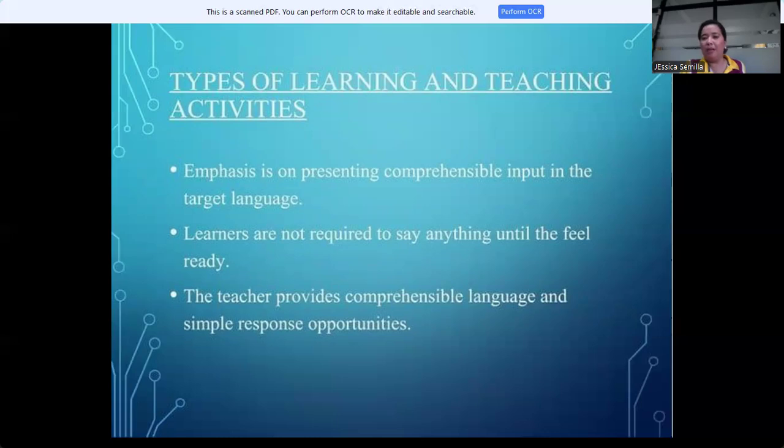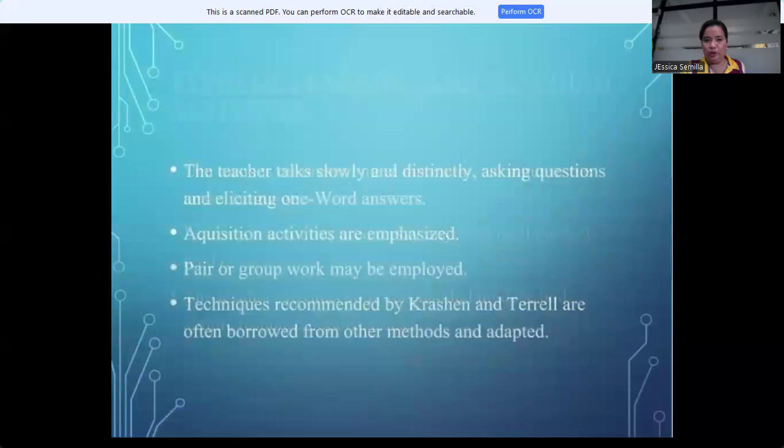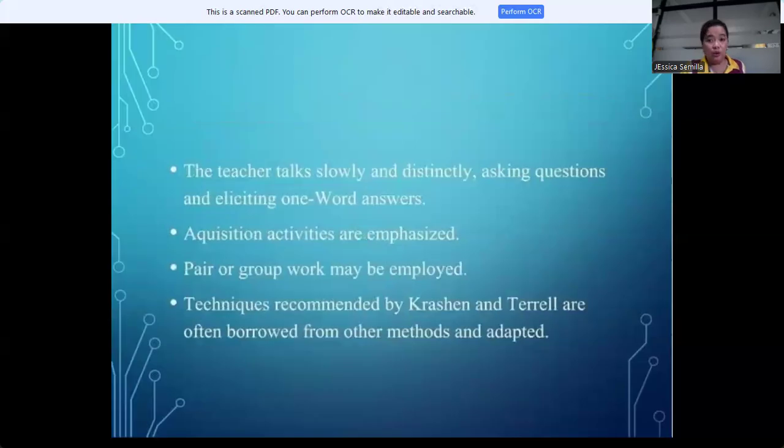So what do you mean by comprehensible input? Meaning comprehensible rules in the target language, meaning there is a discussion, there is a reason behind the rules that are being taught to our students. So learners are not required to say anything until they feel ready. So that is under the natural approach. Therefore, the teacher provides comprehensible language and simple response opportunities for our learners. So the teachers talk slowly and distinctly, asking questions and eliciting one-word answers.